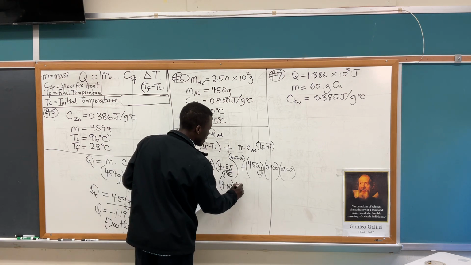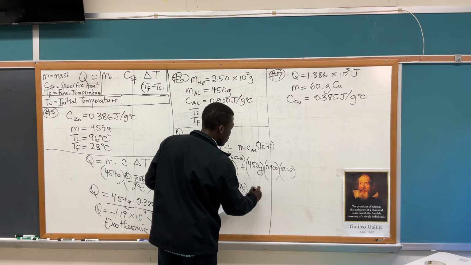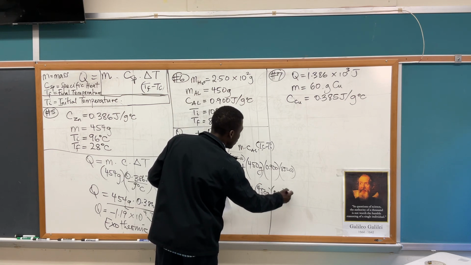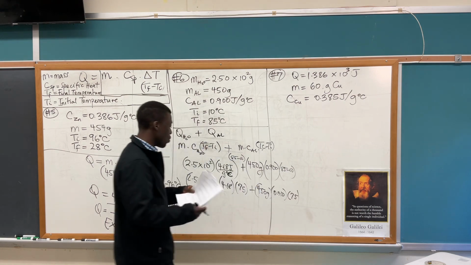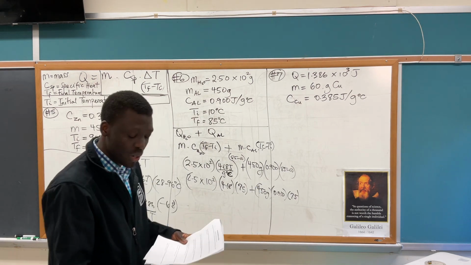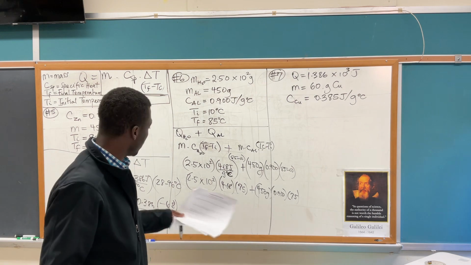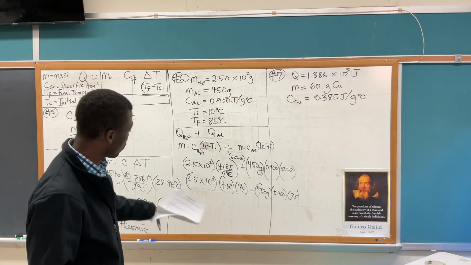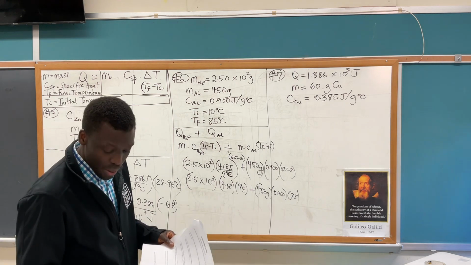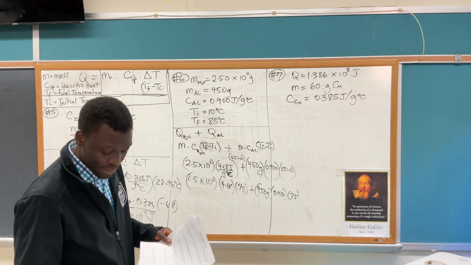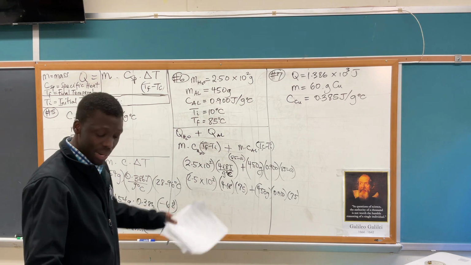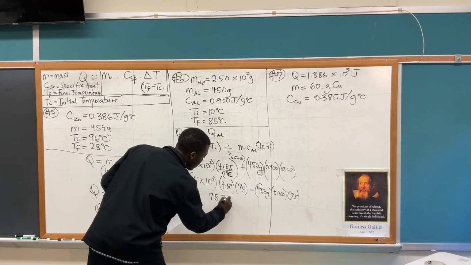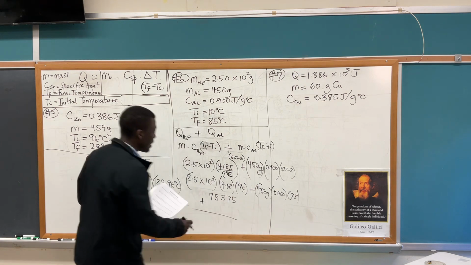And then what is this? 75, plus 450 grams times 0.900 times 75. Okay, let's go ahead and get our calculators out. We're going to multiply the first part, which is 250, basically. That's the same thing as 2.5 times 10 to the second power, times 4.18. And then we're going to multiply that by 75. That gives us 78,375.